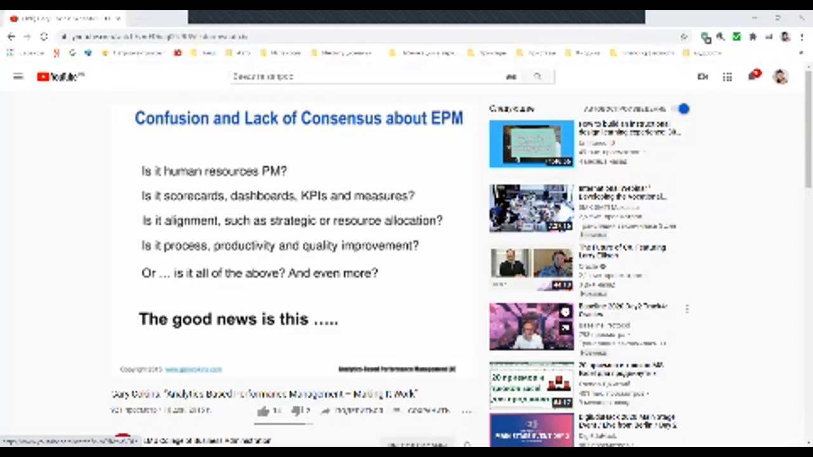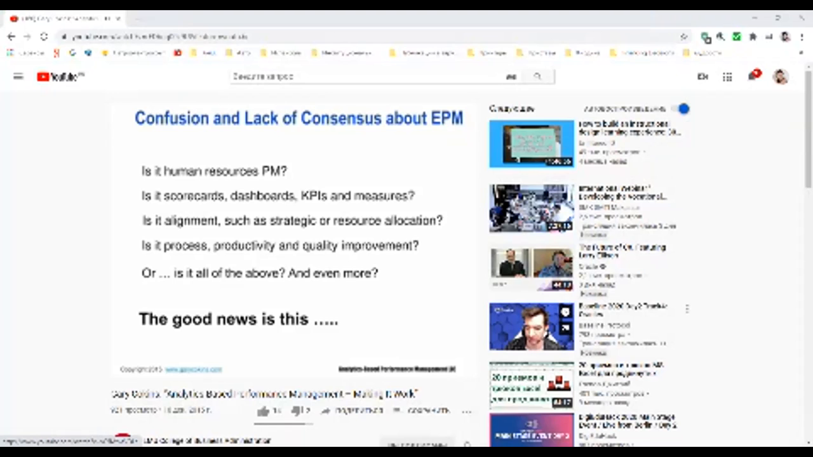Is it about scorecards, dashboards, key performance indicators and measures, as well as aligning the employees with the strategy? And that's the whole balanced scorecard strategy map from Kaplan and Norton. We'll talk briefly about that, but that's just a subset.